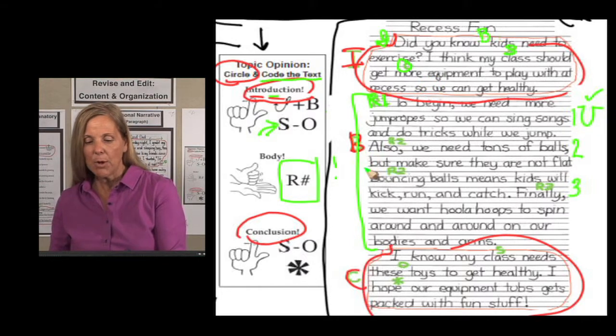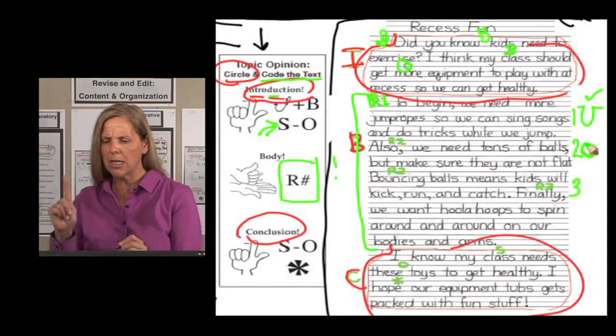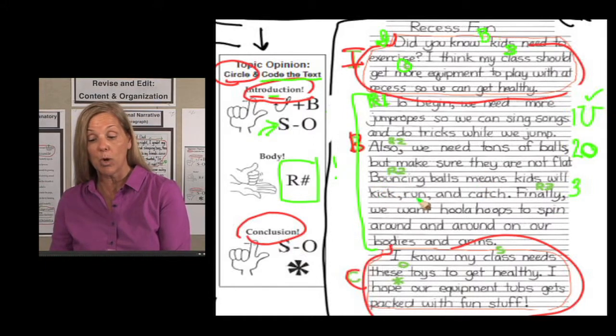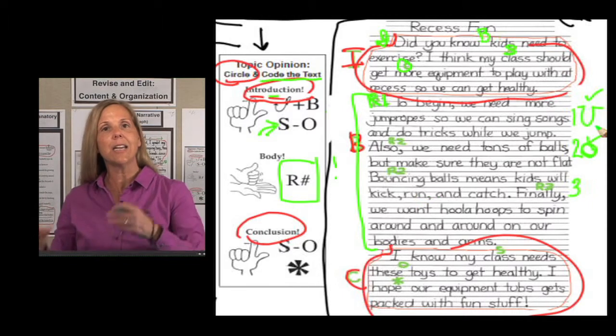Next, we need tons of balls, but make sure they are not flat. Okay, I'm telling you about the equipment, but I haven't told you how we got healthy yet, so I need to read the next sentence. Bouncing balls means kids will kick, run, and catch. Excellent. I'll put a check there. I have everything I need in my reason.